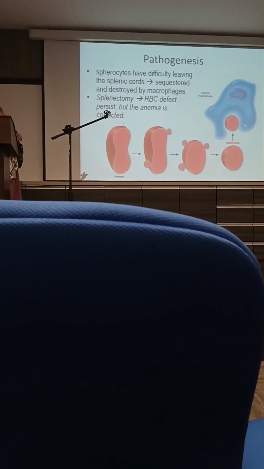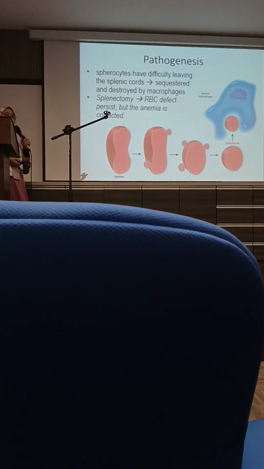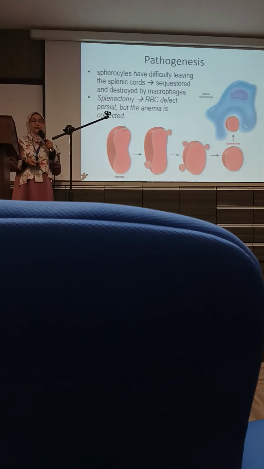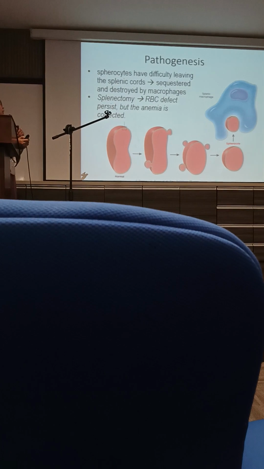So in hereditary spherocytosis, you can offer splenectomy because this will avoid the hemolysis. Okay, but that is a last resort. If it is very severe, only then we do splenectomy.